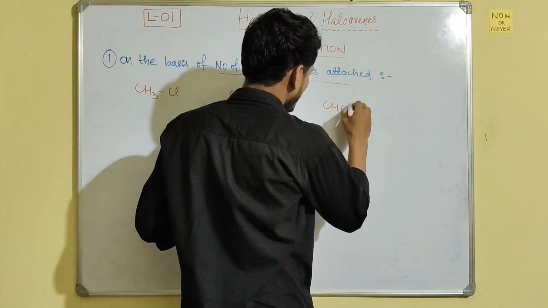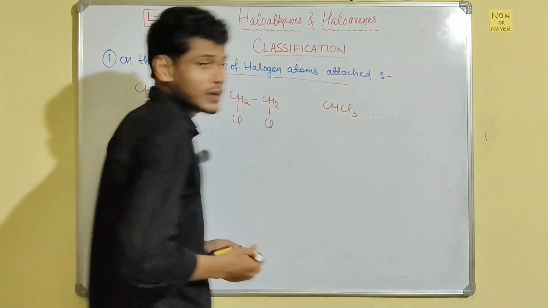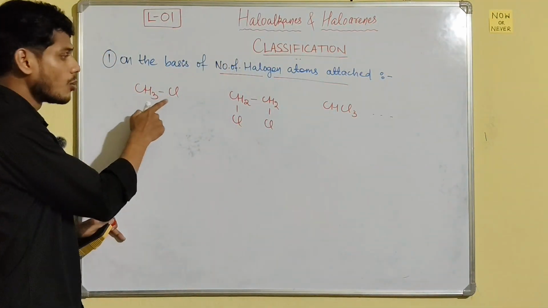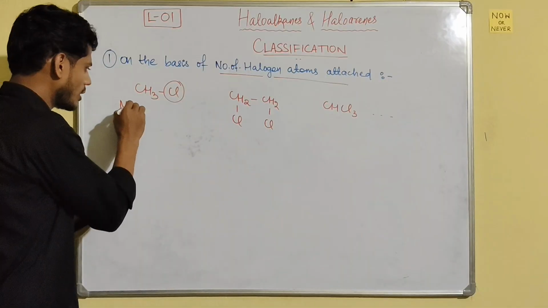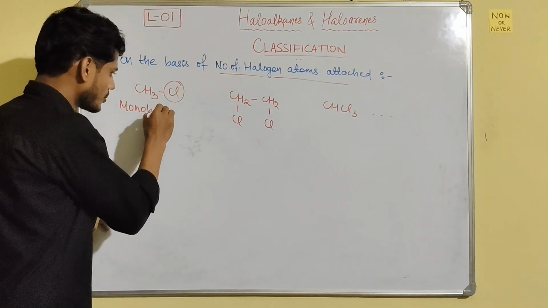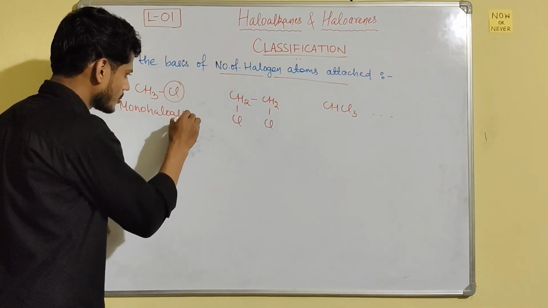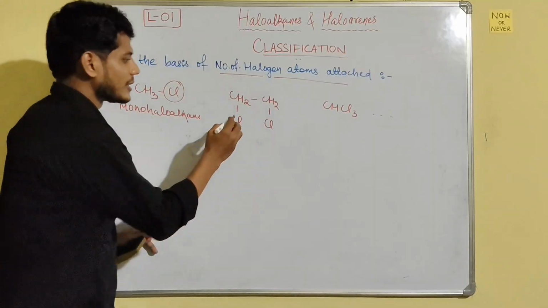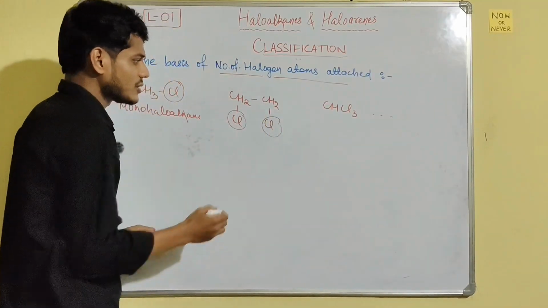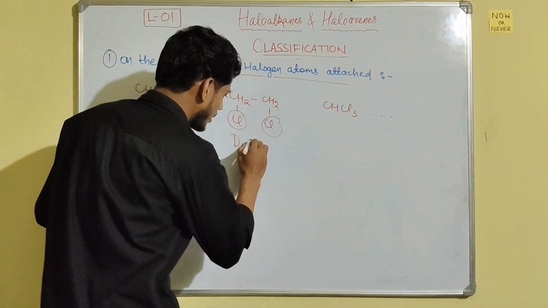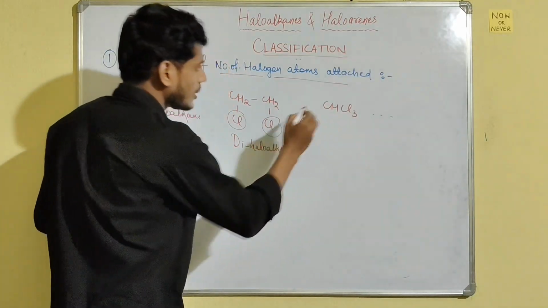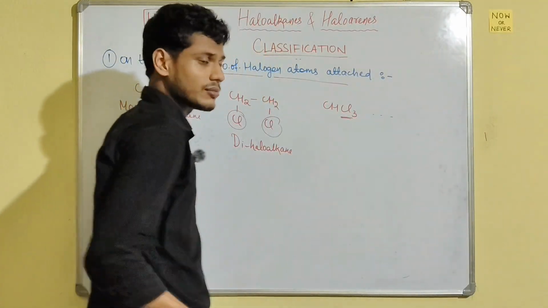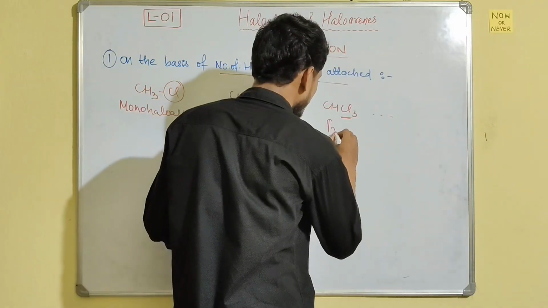So this is mono haloalkane because one halogen group is there. Okay, so mono haloalkane. This is, there are two halogen groups attached, so it will be called dihaloalkane. Here it is 3, so what will it be called? Trihaloalkane.